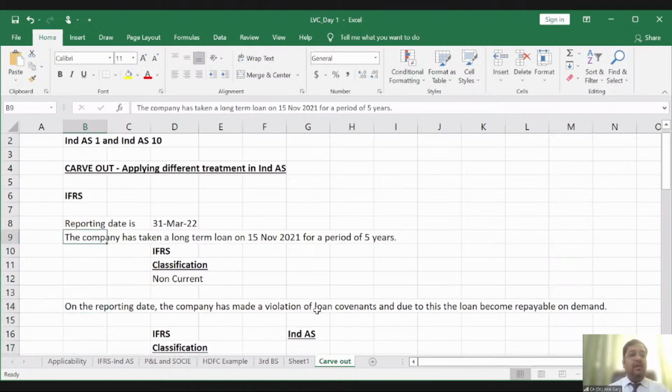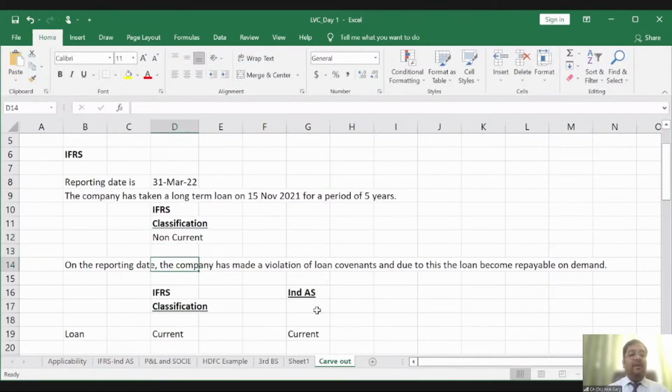In the first class, you must have remembered that I have discussed carve out, carve-ins and removal of option. Carve out means applying different treatment in Ind AS. So in IFRS, for example, reporting date is 31st March 22. I'm just revising, okay? The company has taken a long-term loan on 15 November 2021 for a period of 5 years. And this loan is repaid after a period of 5 years. So on 31st March 22, what is the classification? In IFRS, IAS 1 says that the classification is non-current. Even in Ind AS, the classification is non-current.